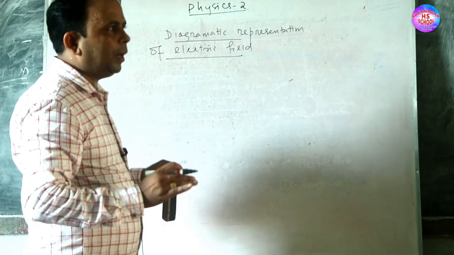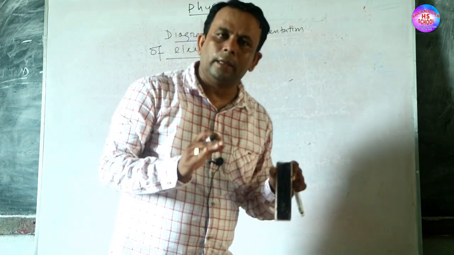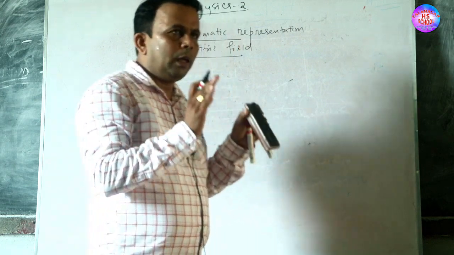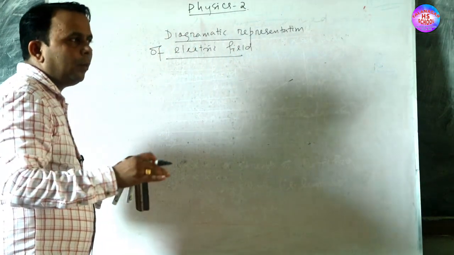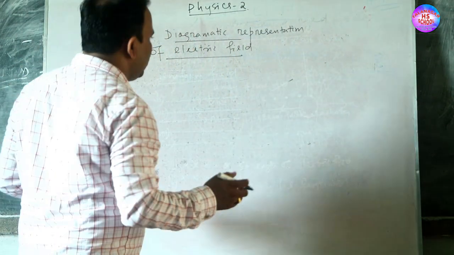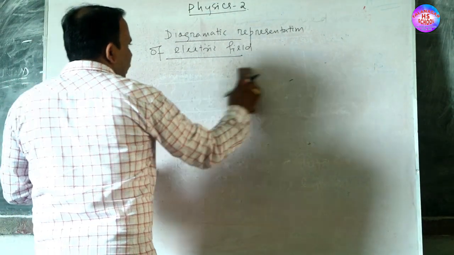If the number of lines of force is more, that indicates a strong field. If the number of lines of force is less, that indicates a weak field.